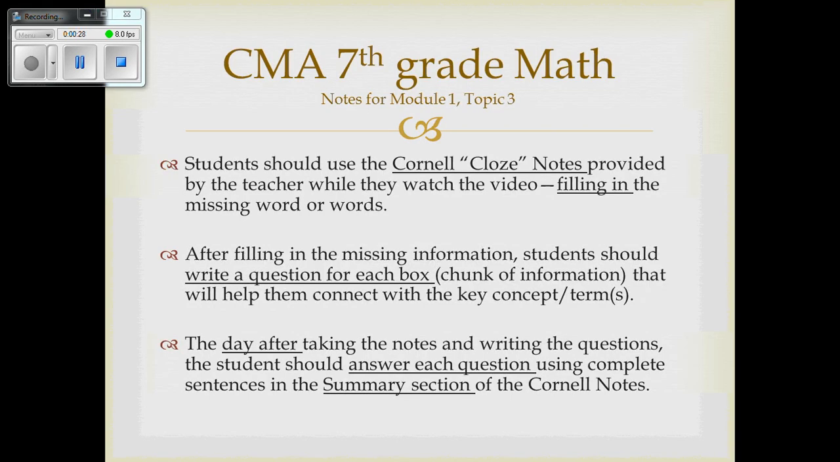As with our first two instructional videos, students should use the Cornell closed notes provided by the teacher while they watch the video, filling in the missing word or words. After filling in the missing information, students should write a question for each box or chunk of information that will help them connect with the key concept or terms in that box. The day after taking the notes and writing the questions, the student should answer each question using complete sentences in the summary section of the Cornell notes.